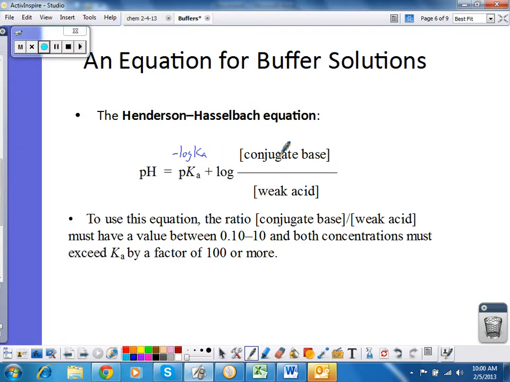So this works pretty well over the ranges of buffer concentrations that we are going to be doing calculations with. You notice the ratio is always going to fall somewhere in there for the equations that we're going to look at, and the concentrations must exceed Ka by a factor of 100 or more, which has been true for everything we've looked at. There are very few weak acids that are so strong that they do not exceed that factor. So for what we're going to do with buffers, this equation works really well. So let's take a look at a couple of examples.